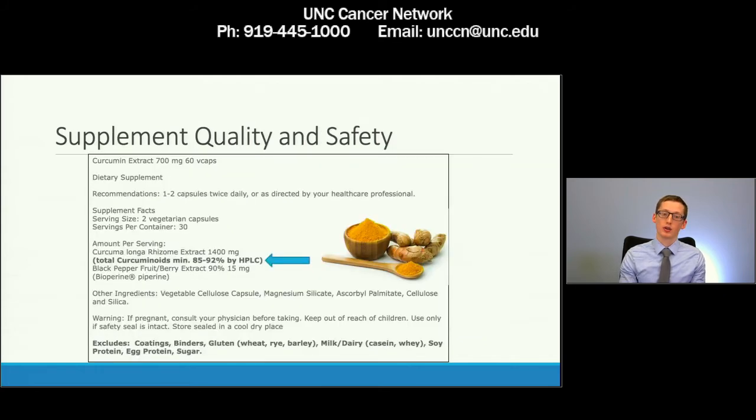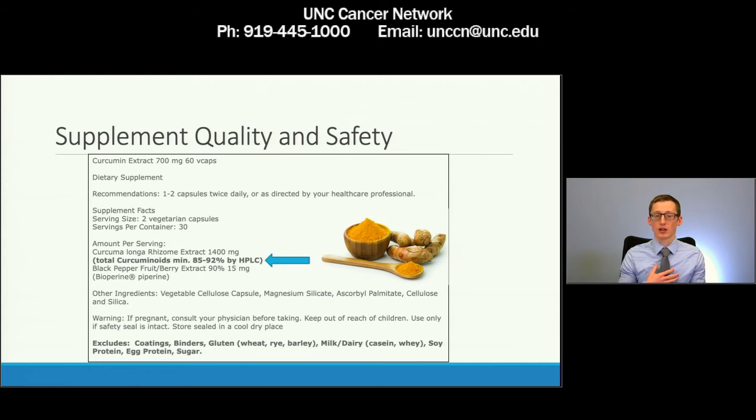So this is an example of a dietary supplement label from a curcumin product. And I point out with the blue arrow, this product shows that it was tested and there's a minimum of 85 to 92% curcuminoids, which are the active constituents of curcumin that are going to have the effect in the body. And so this company did a nice job to make sure that there's a minimum amount of those active constituents. So when you're taking that final product, you're actually getting some of the active molecules. At the bottom, you'll also see, I highlighted that they also test for allergens like gluten, milk, dairy. There's no coatings, no binders, no sugar. Some of these things people don't want in their dietary supplements, so they make sure that they're not in there.